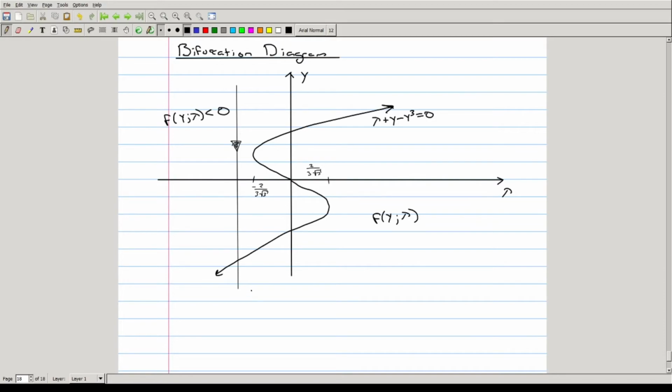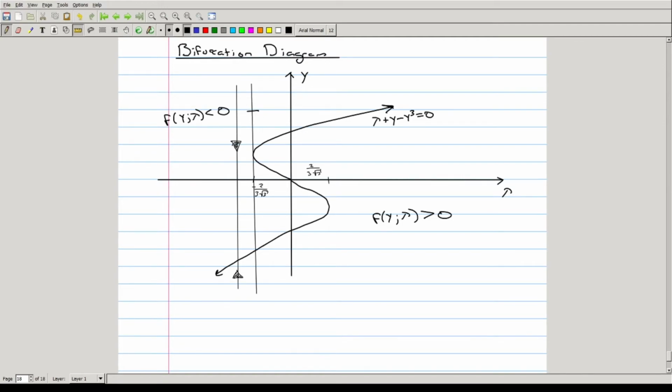The function is decreasing here, and it's increasing here, because in this region f is positive, and in this region f is negative. It's positive here and negative here. At the switching point, negative 2 over 3 root 3, we have the appearance of a new critical value.